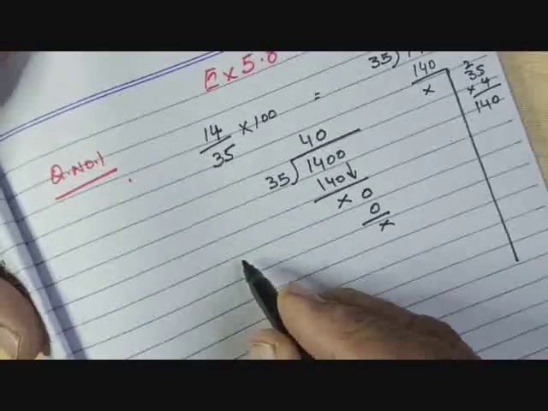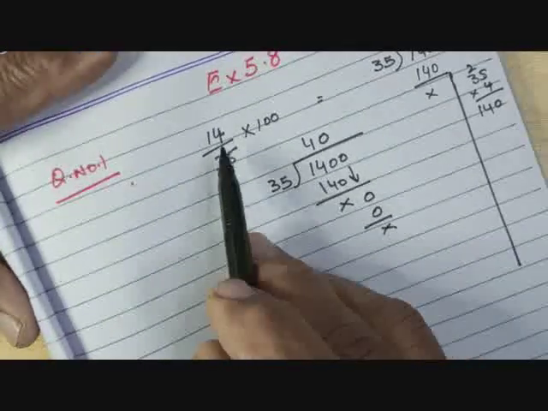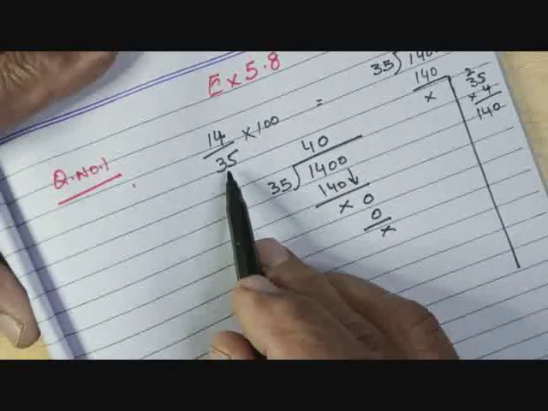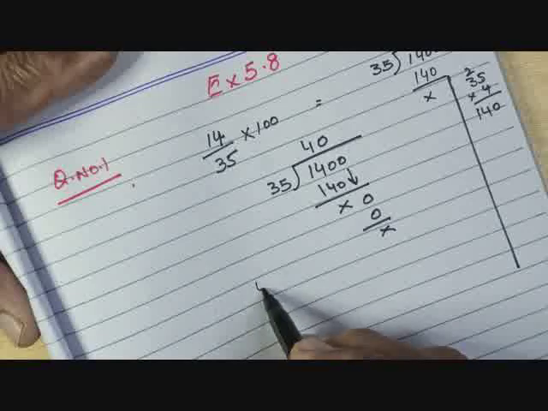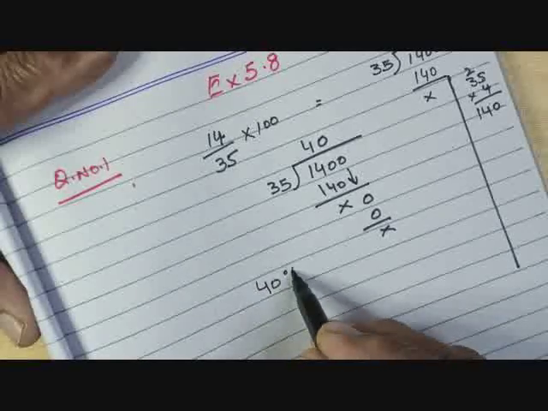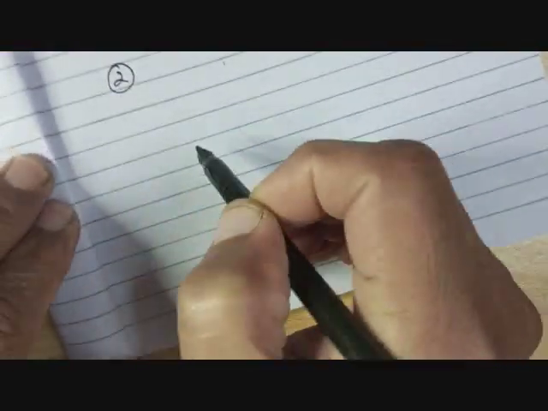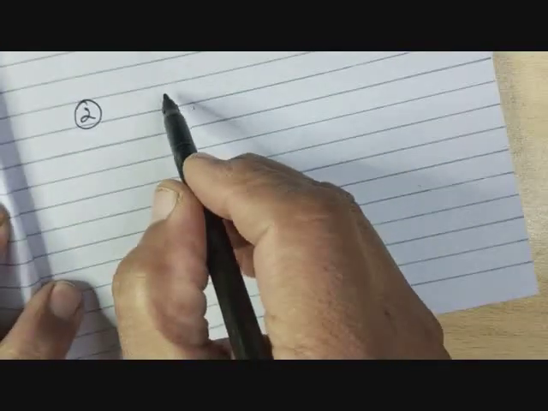So that means 14 as a percentage of 35 is 40%. 40%.